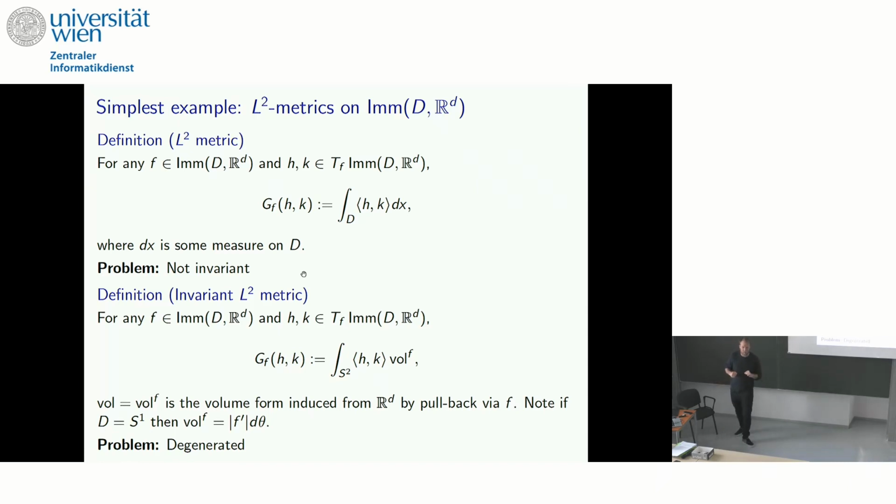Okay, why does this not work? Because it's not invariant. We all know how to do a coordinate change in an integral, but if dx is a fixed measure, this will change the value of the integral. So if I reparameterize f, h, and k, all with a diffeomorphism, this will give me a different value. So that is not a good idea.